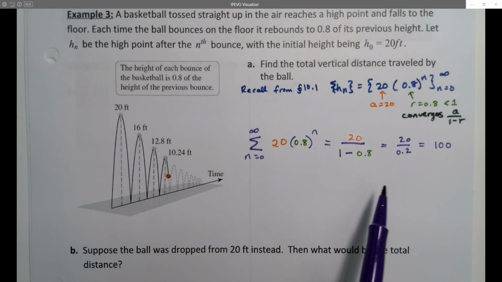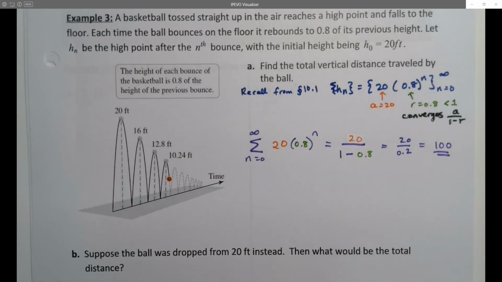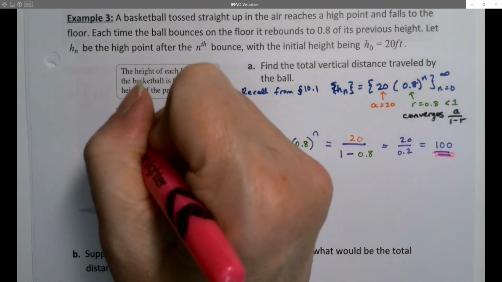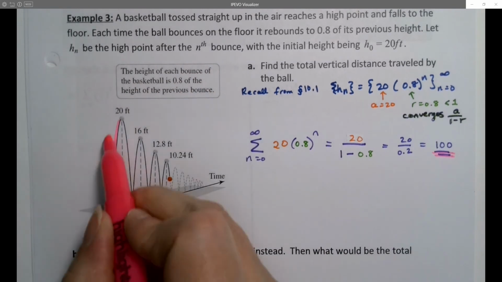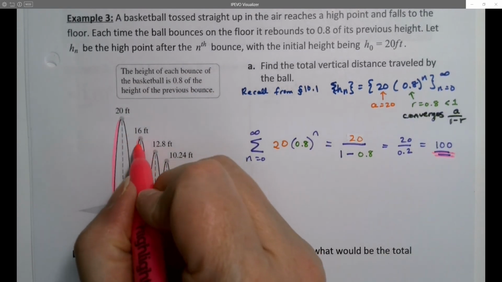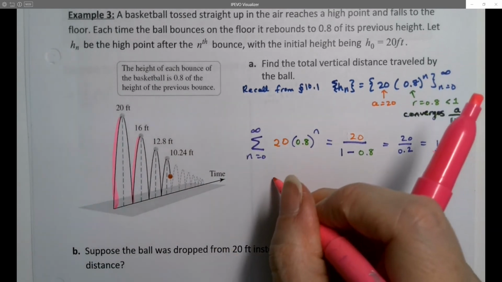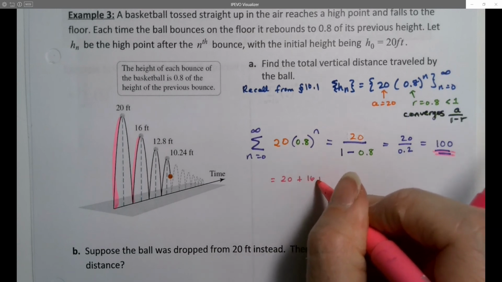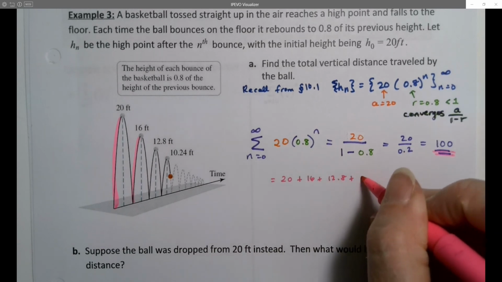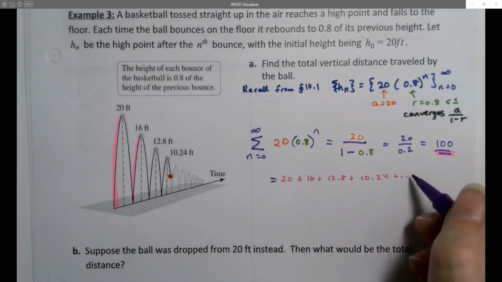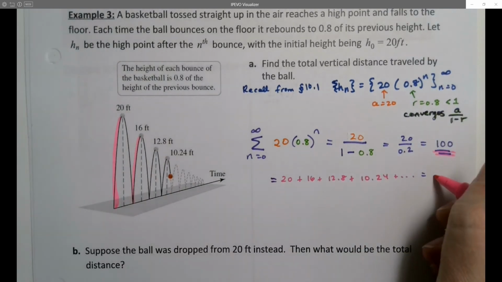Now think about what we just did. We found this 100, and you might be tempted to think, oh, that's the answer to the question. But it's not. Let me grab a pink marker here. What we just did with this 100 is we found the sum of the heights. So it's sort of like taking this bit, which was 20, plus this bit, which was 16. Let me write this. What we found was 20 plus 16 plus 12.8 plus 10.24 plus etc., and we found that that was equal to 100. That's what we were doing.